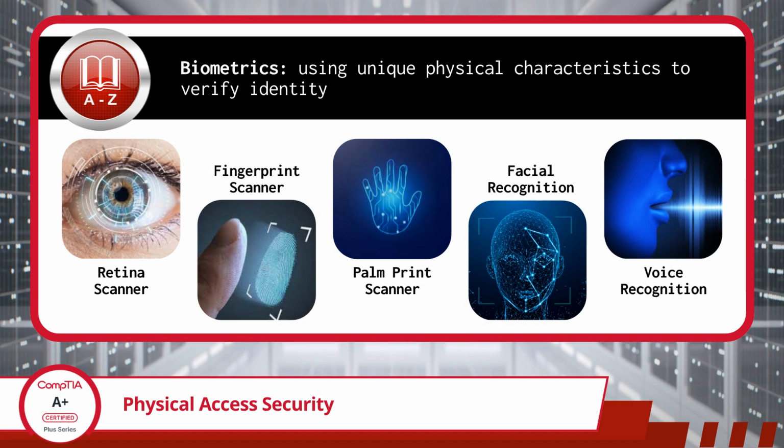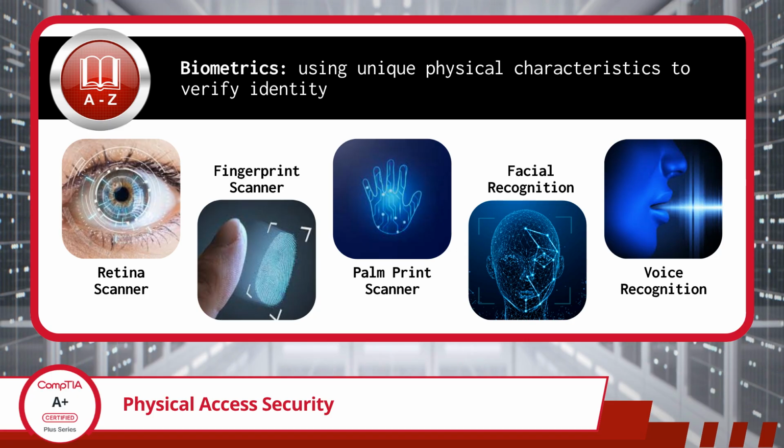Now, let's get into the cool stuff: biometrics. Biometrics use unique physical characteristics to verify identity, adding a layer of security that's tough to beat. There are several types to consider. One such type is a retina scanner. These scanners use the unique pattern of blood vessels in your eye to verify your identity. It's like having a personal, built-in barcode that's almost impossible to replicate.